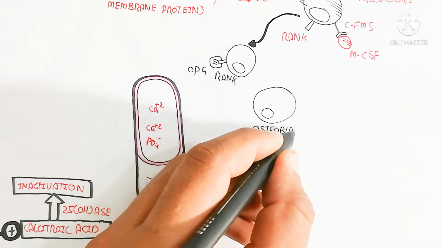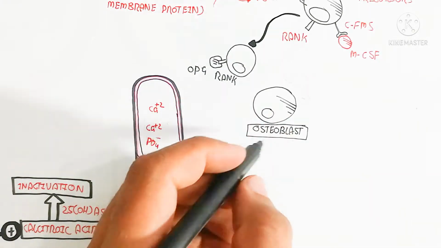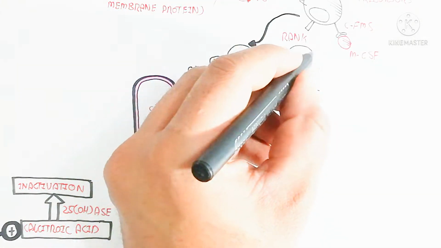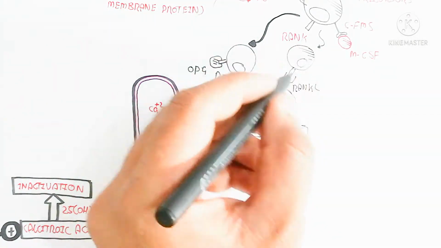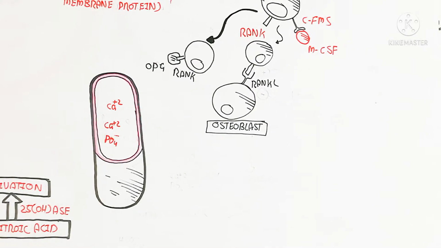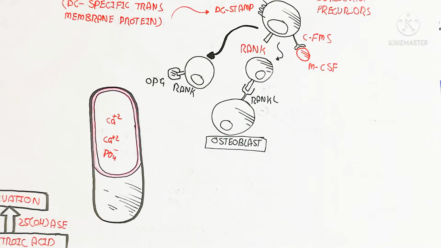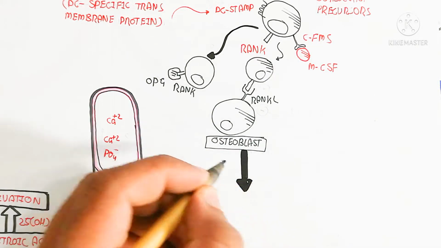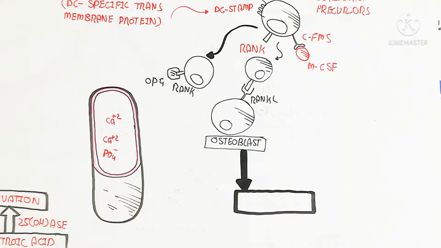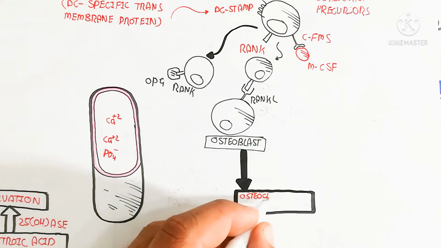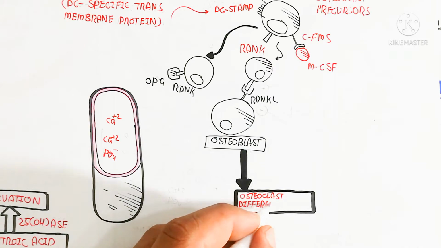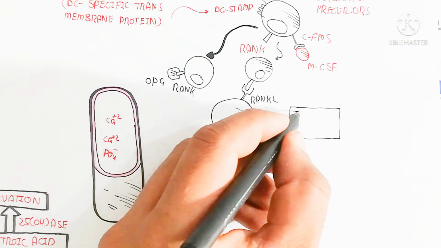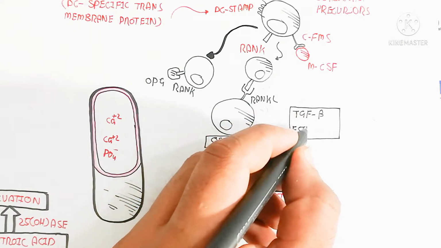When the calcium level drops in the blood circulatory system, osteoblast activity will be inhibited while osteoclast activity will be increased. Here you can see the osteoblast precursor binds with RANKL, the RANK ligand, and after this binding there will be osteoclast differentiation, because the osteoclast containing RANK will not bind with OPG.